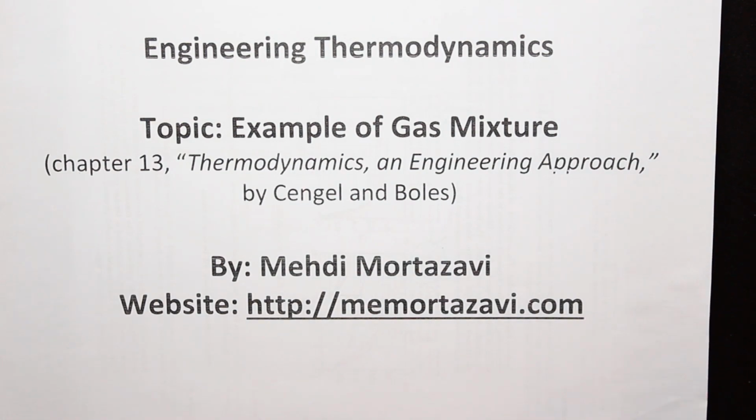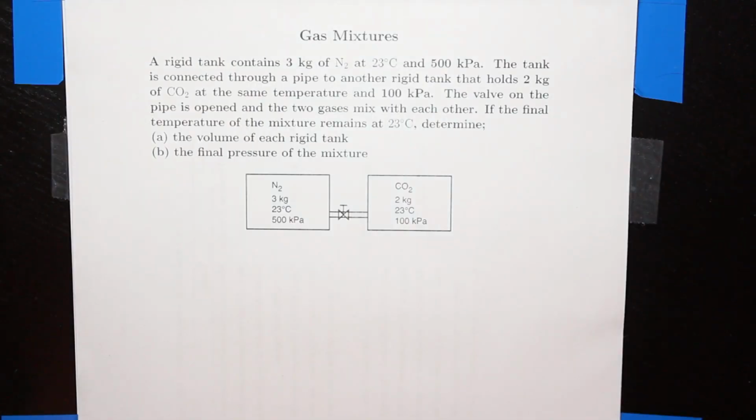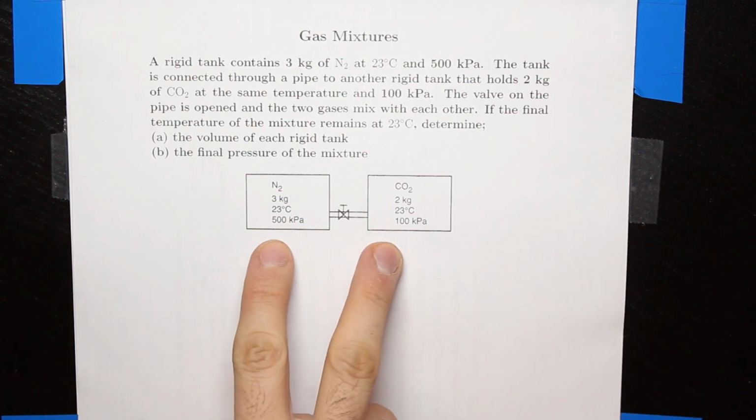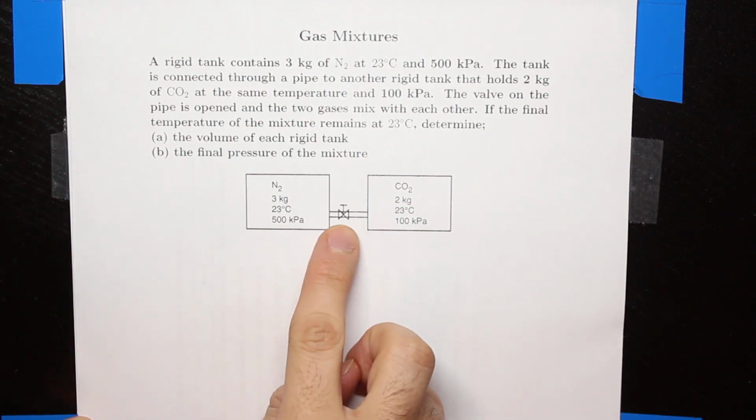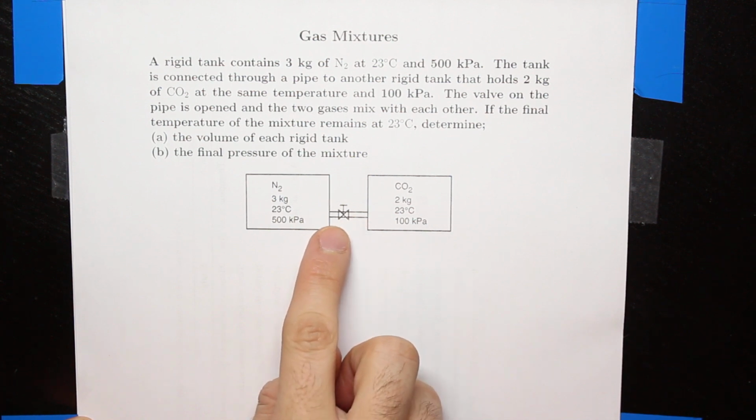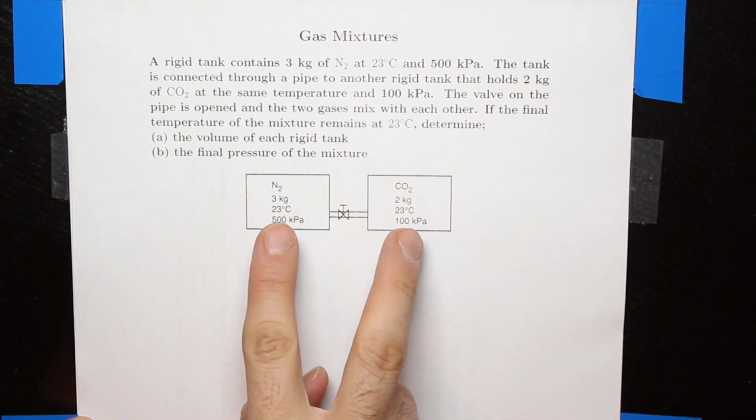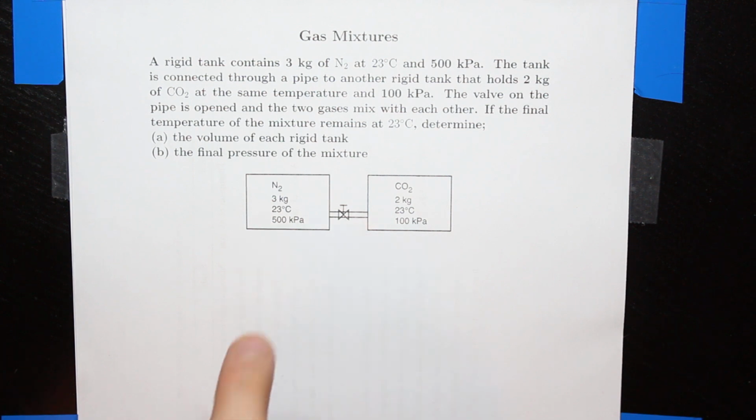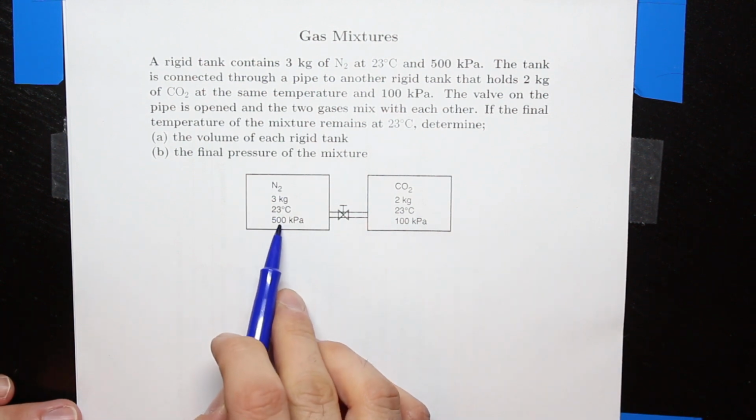Okay, so another example for gas mixture. What we have here, we have two separate tanks which are connected with a pipe. At the beginning, the valve on the pipe is closed, so we have two completely separate tanks. And the pressure as well as the temperature of each gas is given.